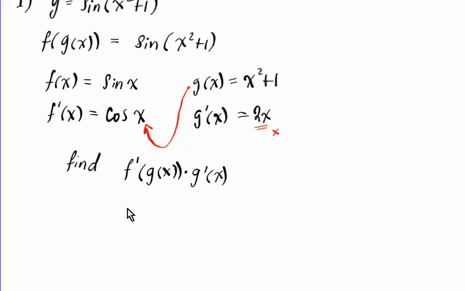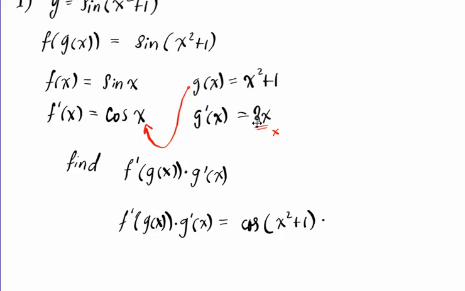Okay? So we have f prime of g of x times g prime of x is simply cosine of, you input g into f prime, x squared plus 1, times the derivative of the inner function g prime, which is 2x. Ladies and gentlemen, this is the derivative of the original function. So y prime, you can rewrite it as 2x cosine x squared plus 1. This is how you differentiate composite functions.